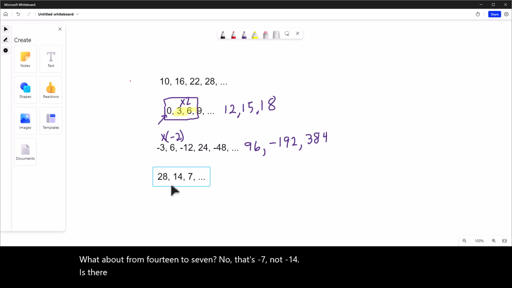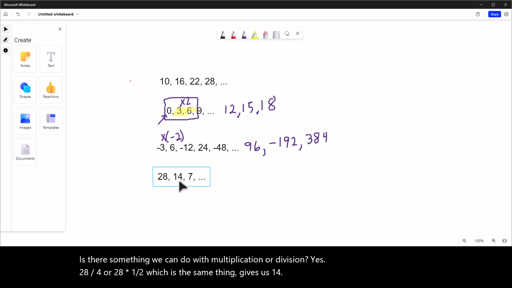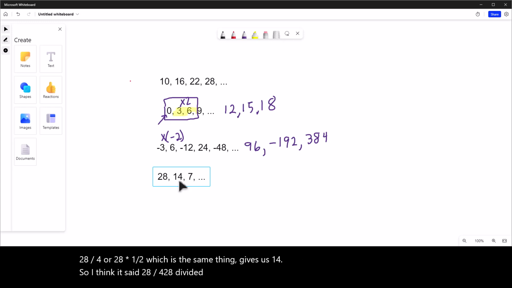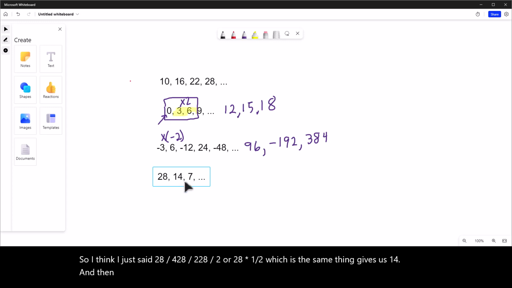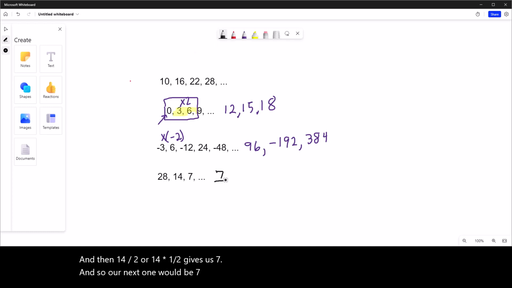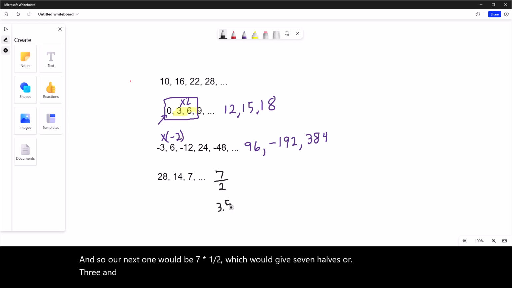Is there something we can do with multiplication or division? Yes. 28 divided by 2, or 28 times 1/2, which is the same thing, gives us 14. Sorry, I think I just said 28 divided by 4, but it's 28 divided by 2. And then 14 divided by 2, or 14 times 1/2, gives us 7. And so our next one would be 7 times 1/2, which would give us 7/2, or 3 5/10.